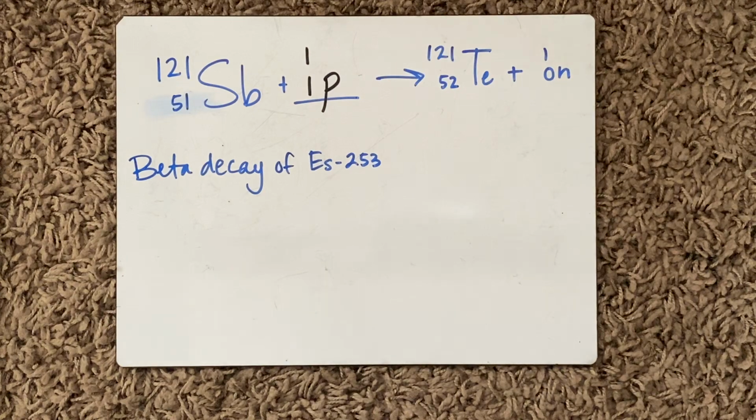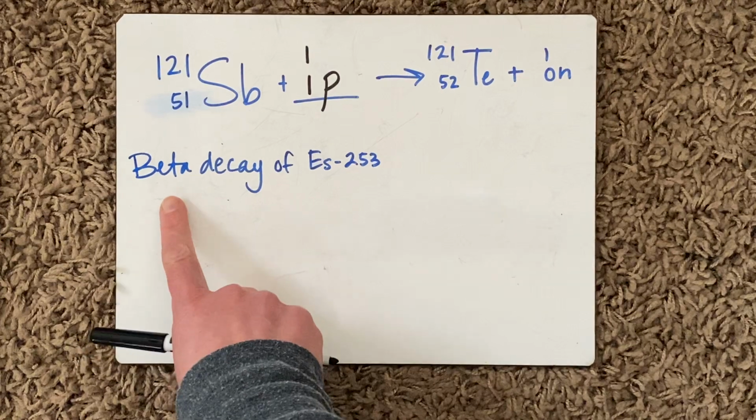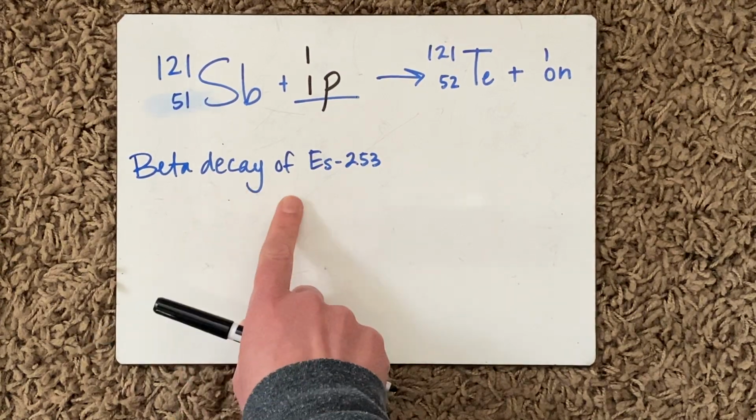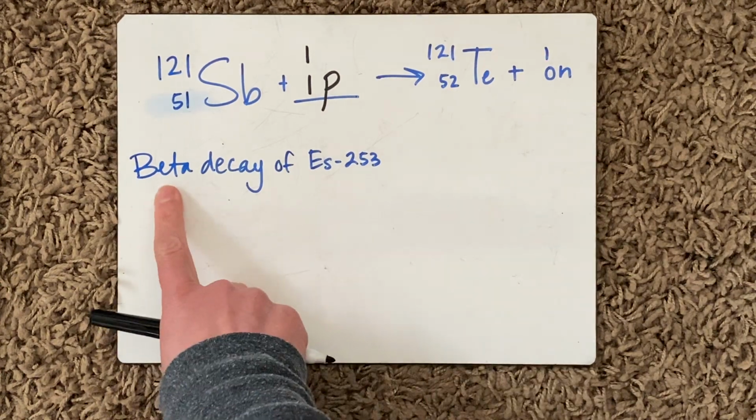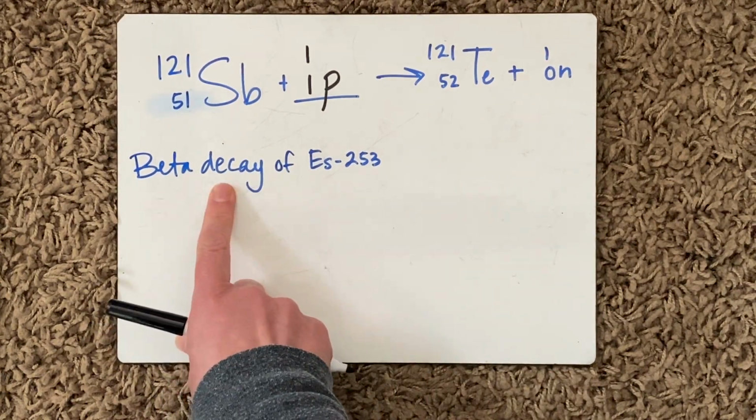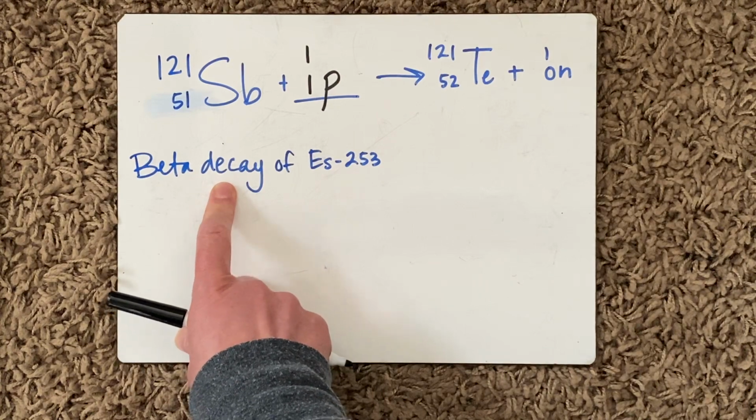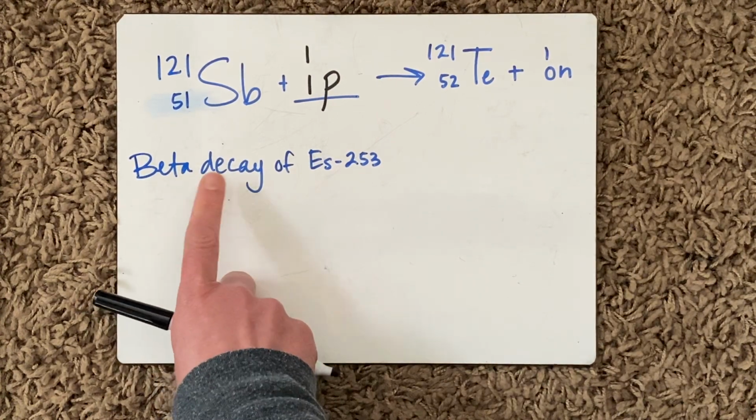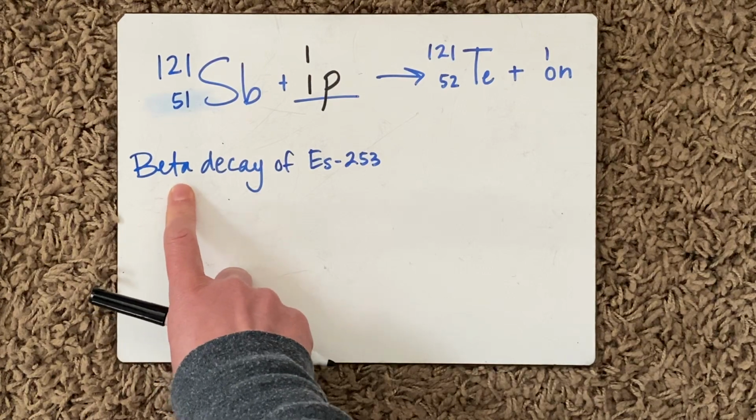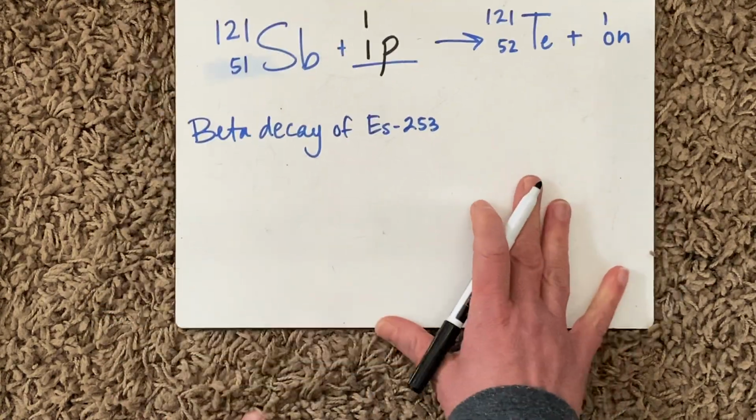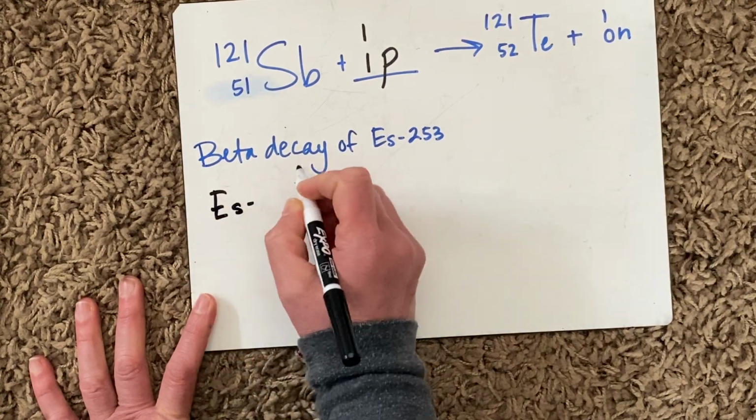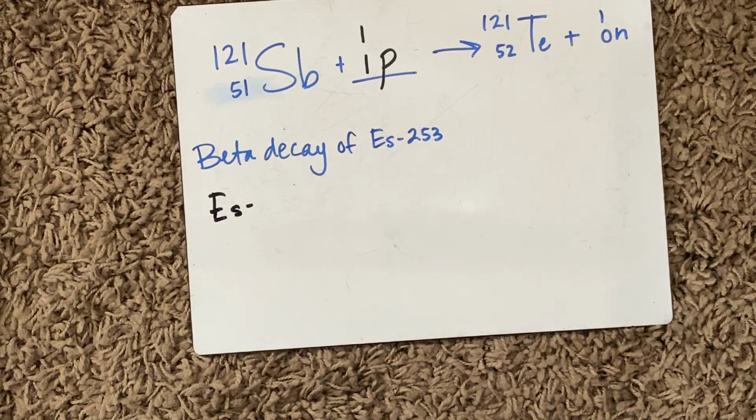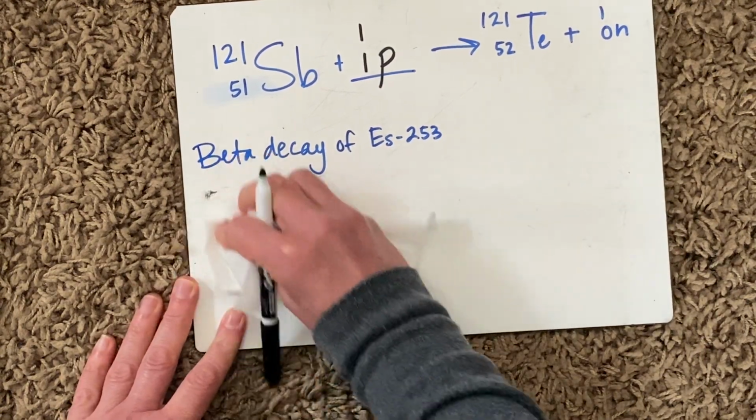Okay, now what if we go from a word to a formula? So this example right here says beta decay of ES-253. So whenever you see a particle and then you see the words decay or emission following that particle's word, this means this beta is going to be on the product side. So we're going to start with our ES-253. Oops. Sorry. Just erase that.